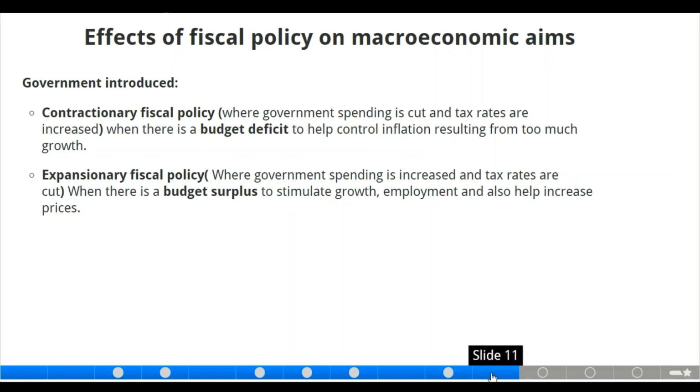And the government also introduces an expansionary fiscal policy. That is where government spending is increased and tax rates are cut to stimulate what? To stimulate growth, employment, and also help to increase prices. Now we move to the next slide.